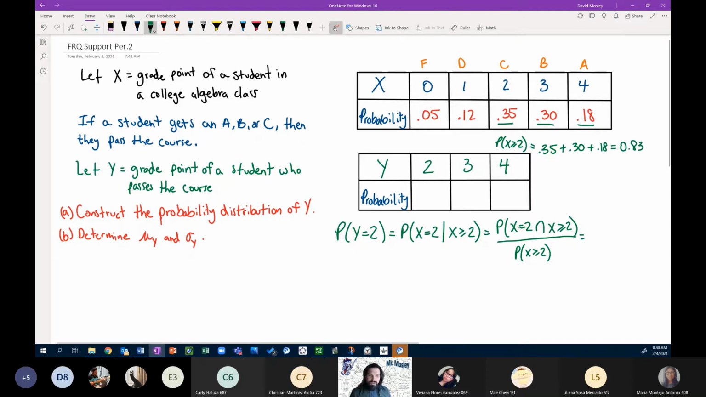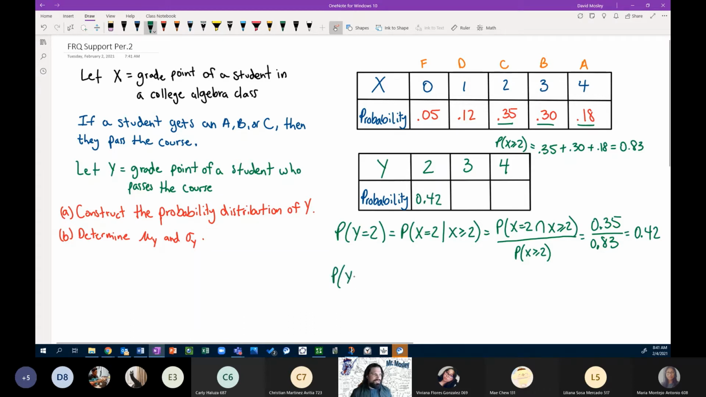Then the probability of X equaling 2 and X being greater than or equal to 2, well, there's only one option for that, and that is the 0.35. There's no way for X to be equal to 2 and greater than or equal to 2 other than that. So we end up with 0.35 divided by 0.83, and that results in a probability of 0.42. And that is what goes into our distribution here.